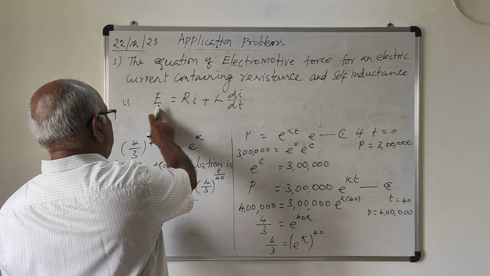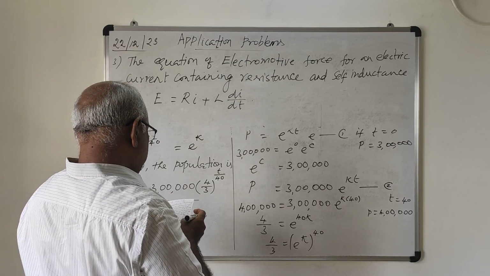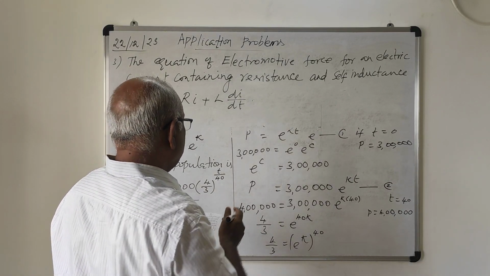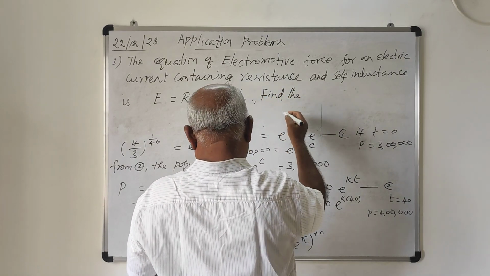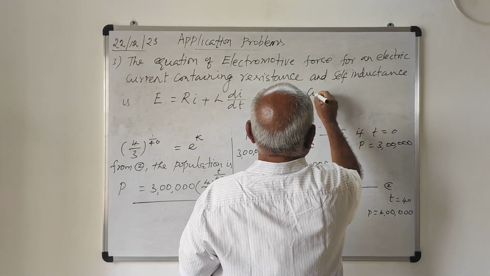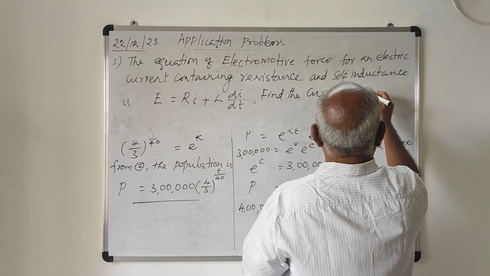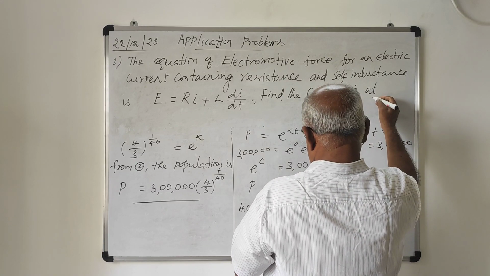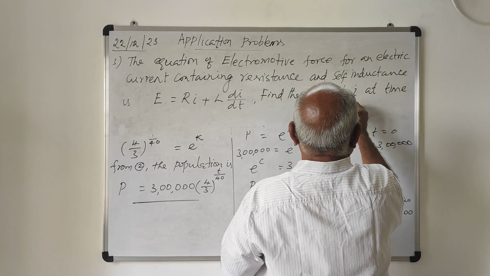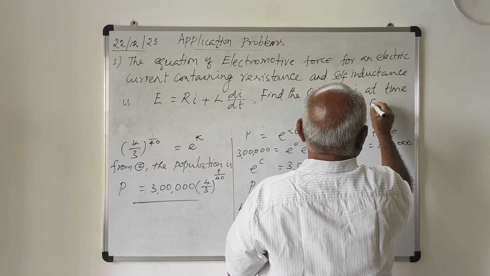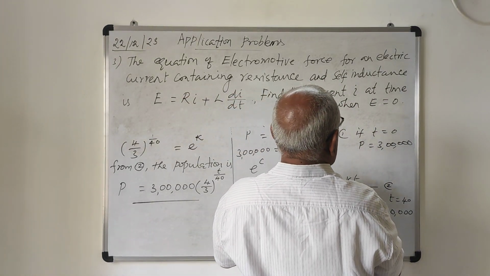Where E is the electromotive force, R is the resistance and L is the inductance. The problem is: find the current I at time t when the electromotive force E is 0. That's our problem.